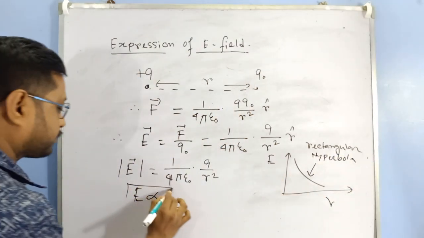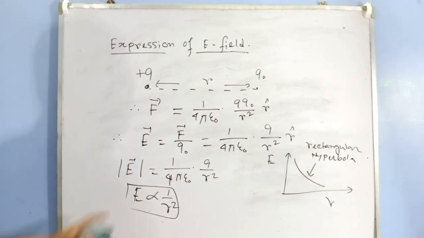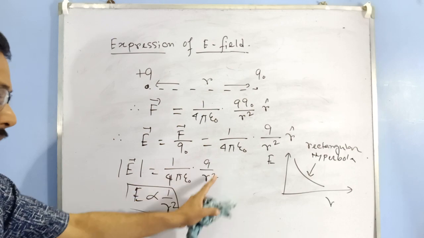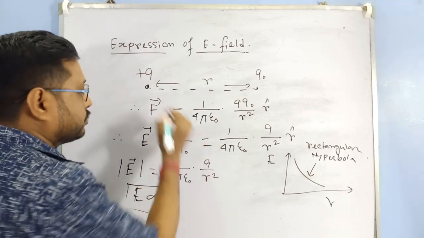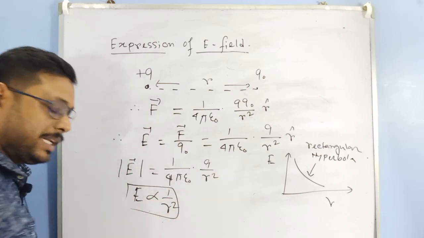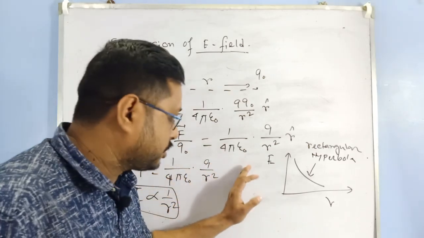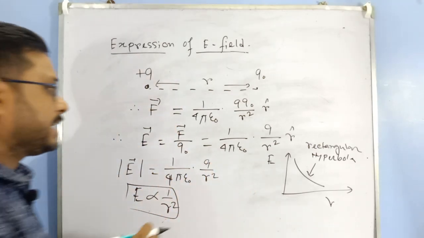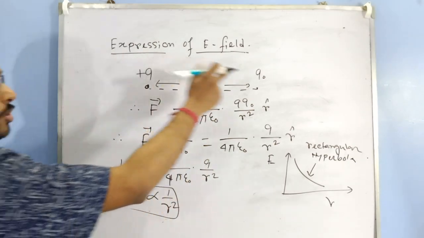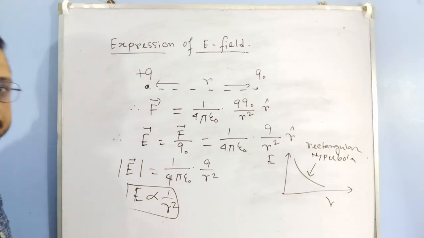So the magnitude of electric field is 1 by 4 pi epsilon 0 Q by R square. Now what is Q? The source charge, and Q0 is the test charge. So in the final expression of electric field, Q0 is not involved. So electric field depends only and only on the source charge, not the test charge.